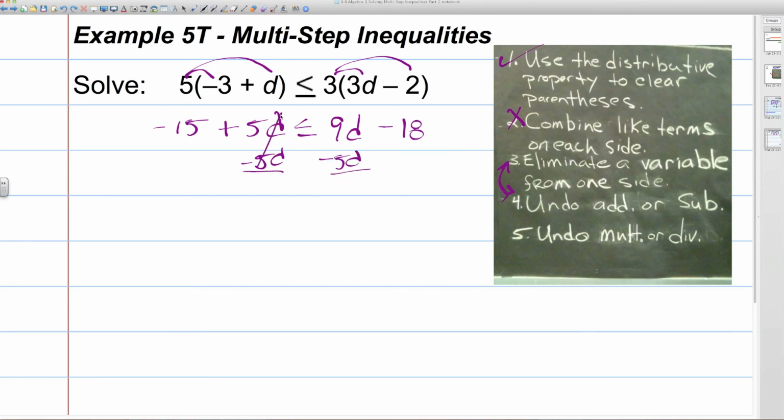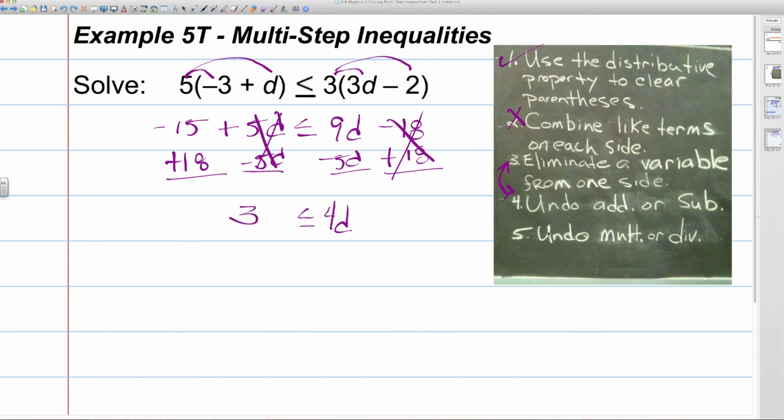When I do that, the 5d's cancel on the left of the inequality, which is less than or equal to. 9d take away 5d is 4d. Now, I'm moving on to step 4, but it's really done in the same step. Since I got rid of the variable on the left and I got it over to the right, I need to get rid of this minus 18. So I'll add 18 to both sides. Minus 18 plus 18 cancel. When I add 18 to this side, negative 15 plus 18 is 3.